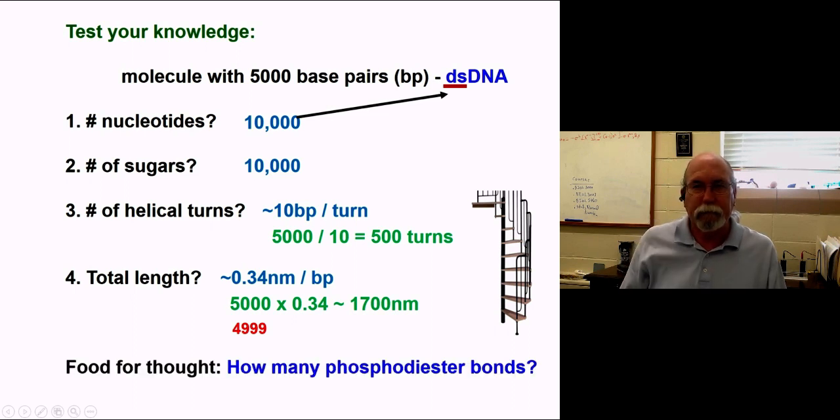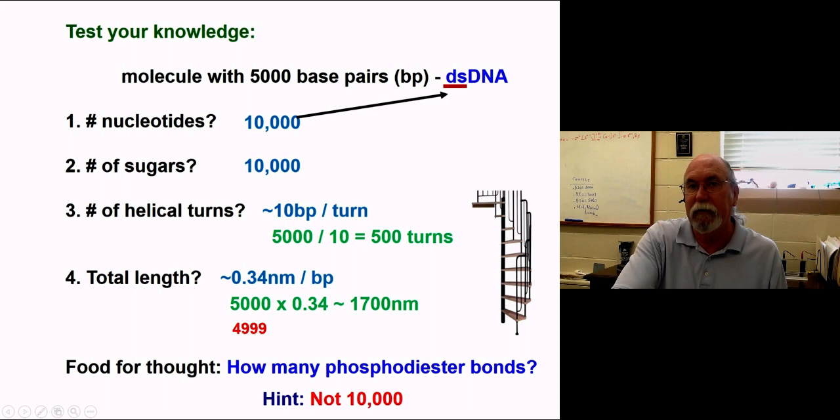And then you can always throw anything at this. You can ask yourself, or you can have your study partner say, okay, how many phosphodiester bonds do we have? In other words, there's got to be one between here and here, one between there and there, and one between there and there. Count them up. Well, you've got double-stranded DNA, though, so you have to think about it from both sides. So how much do we have? Well, certainly not 10,000, okay?